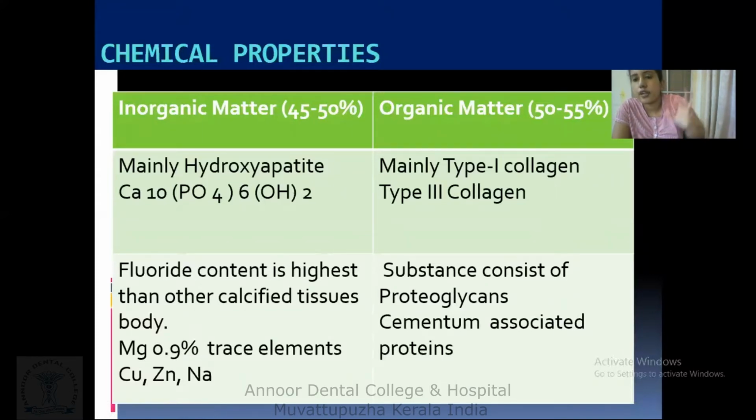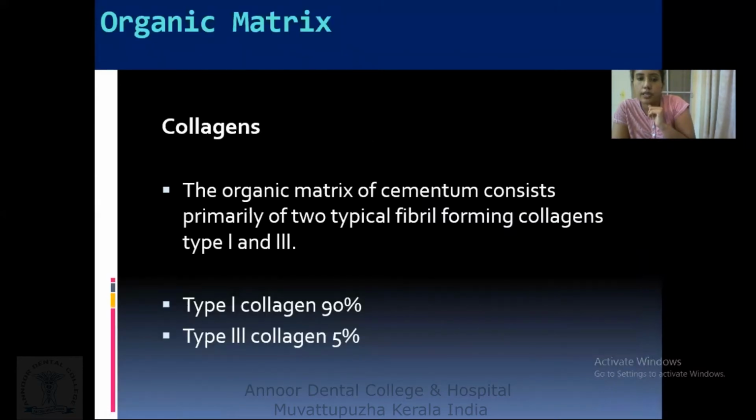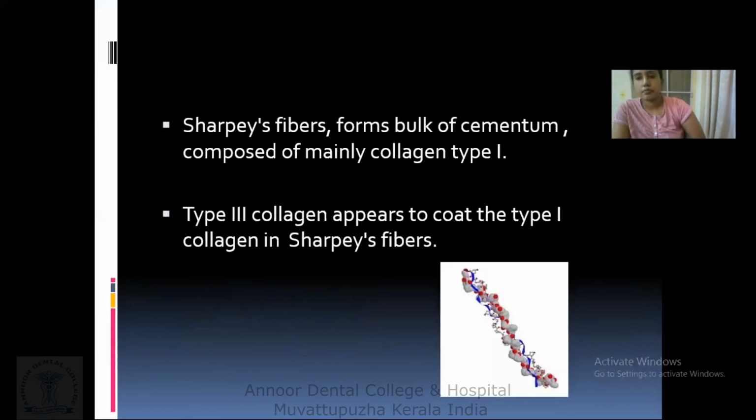Now coming on to the organic content, the main component is collagen. Type 1 collagen constitutes 90% of the cementum. Then we have type 3 collagen, and it also contains proteoglycans, cementum associated proteins, etc. So the organic matrix is mainly made up of type 1 and type 3 collagen, with 90% type 1 collagen and 5% type 3 collagen.